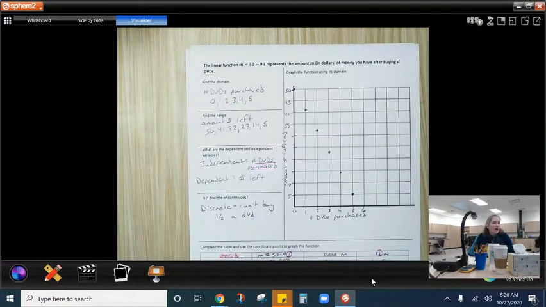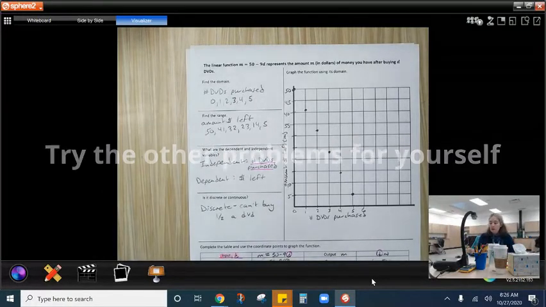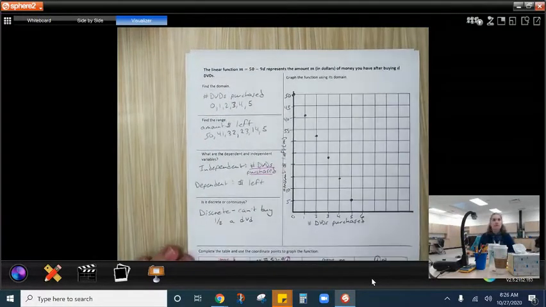Am I going to draw a line to connect those? No, because I can't have a half a DVD. I can't. So I'm not going to draw a line to connect them. So I want you to try out this one on your own.